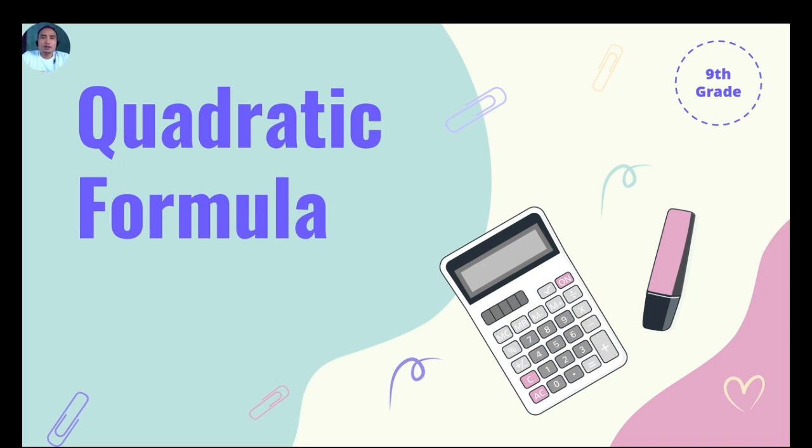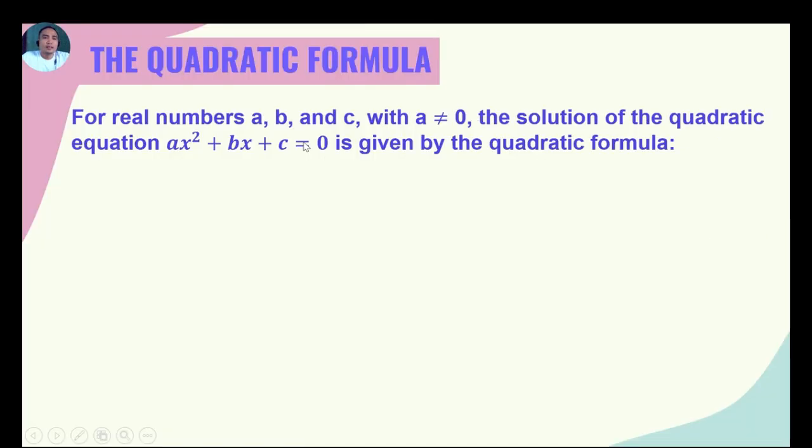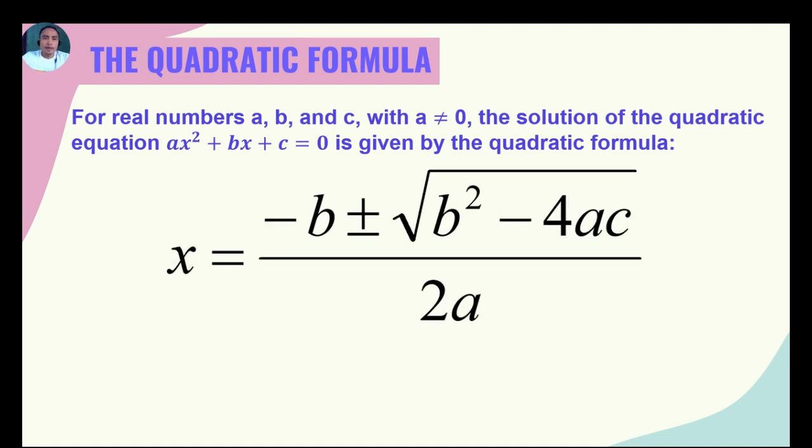So in this video lesson, we are going to discuss the quadratic formula. The quadratic formula: for real numbers a, b, and c with a not equal to 0, the solution of the quadratic equation ax squared plus bx plus c equals 0 is given by the quadratic formula. We have x equals negative b plus or minus the square root of b squared minus 4ac, all over 2a.